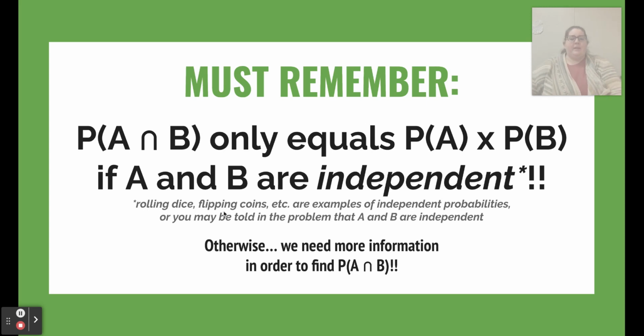Again, examples of things that are always independent: rolling dice, flipping coins, etc. Another example would be, I think there was one on your last assignment where it was saying if we have a large quantity of M&Ms and we're picking M&Ms, when they tell you there's a large quantity, that essentially means each pick of M&M is independent.